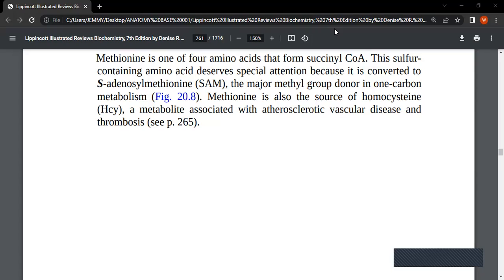This sulfur-containing amino acid deserves special attention because it is converted to S-adenosyl methionine, abbreviated as SAM, and others also call it adoMet, since it is a major methyl group donor in one carbon metabolism. It usually donates methyl groups.